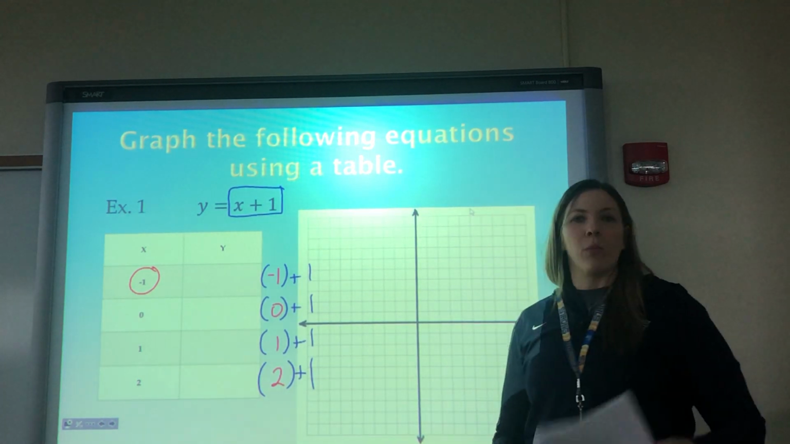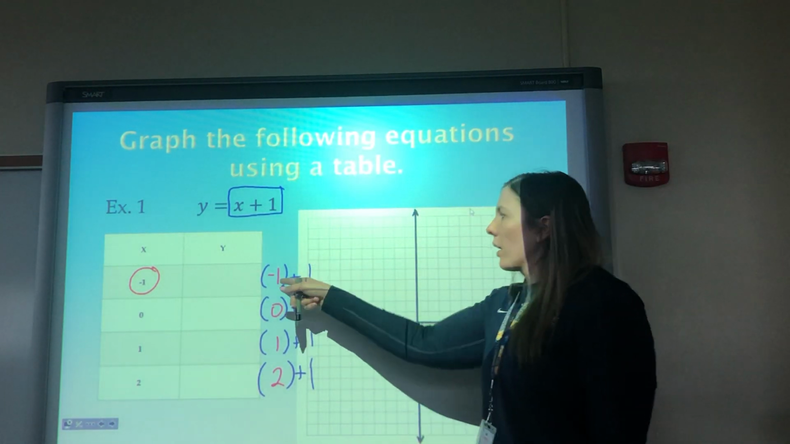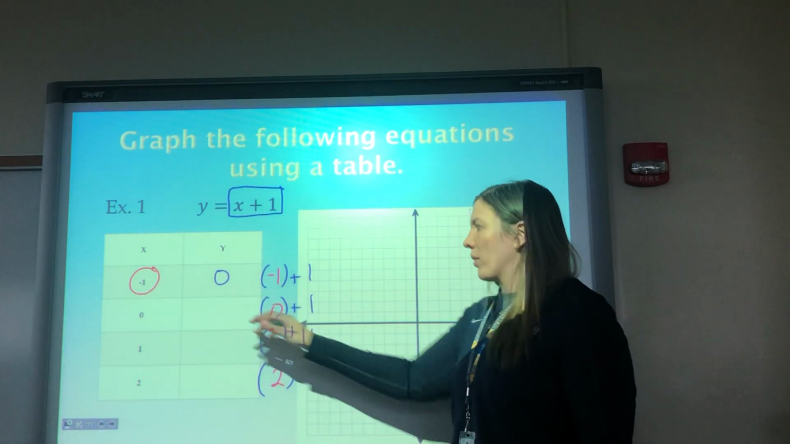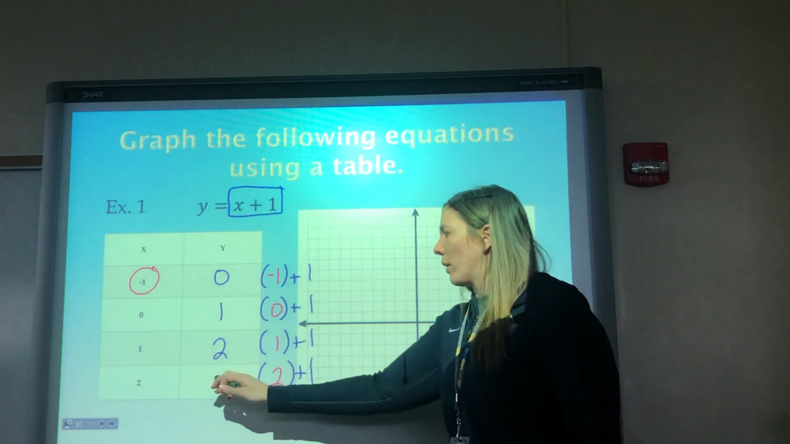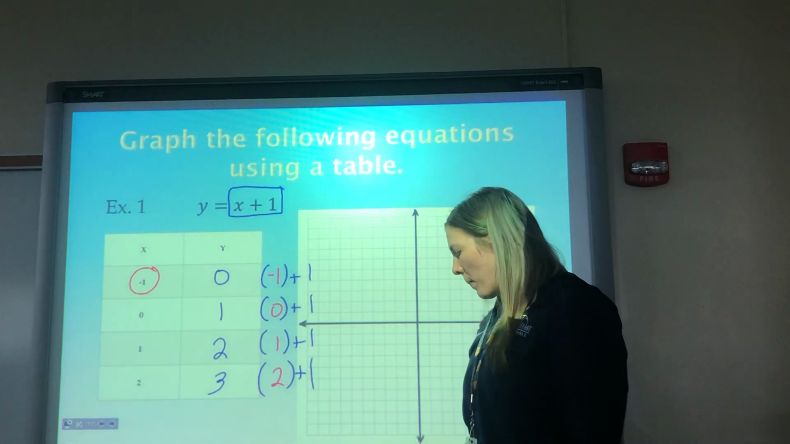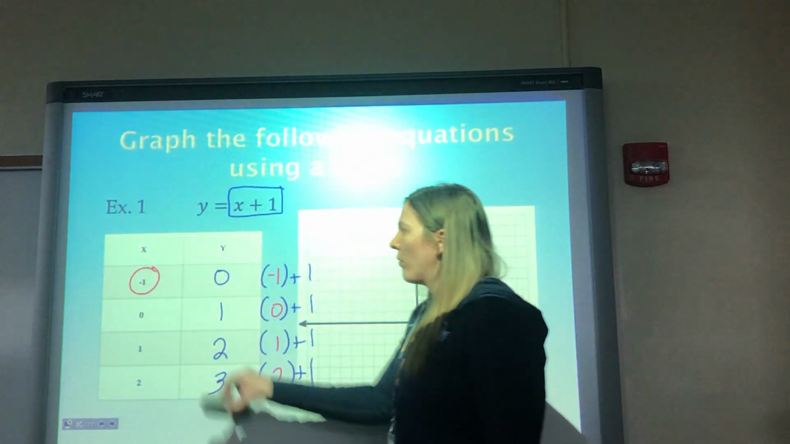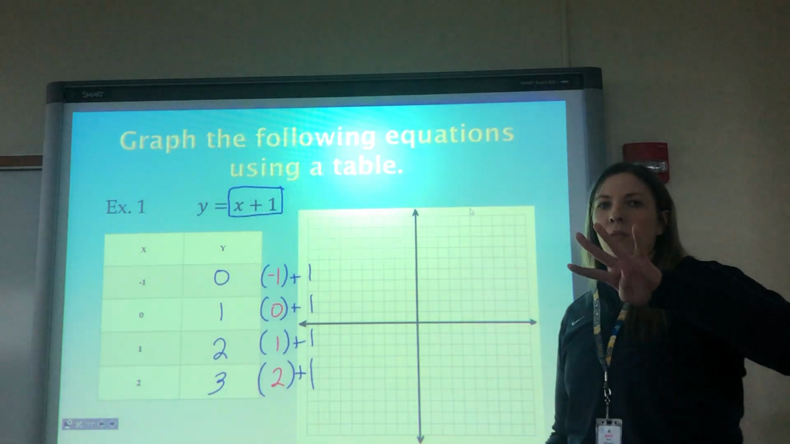Okay, and now if you want to use either your calculator or if you know your integers well, -1 plus 1, that gives us 0. 0 plus 1 is 1. 1 plus 1 is 2. And 2 plus 1 is 3. Okay? So if you remember, once we get our table filled out, we have just created 4 ordered pairs.